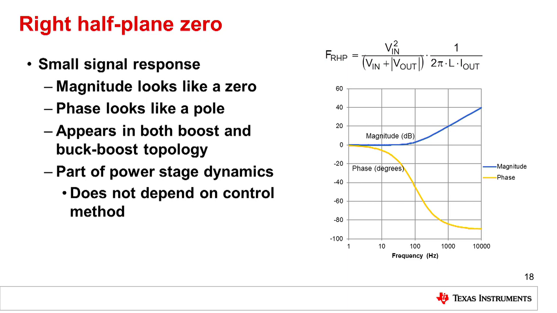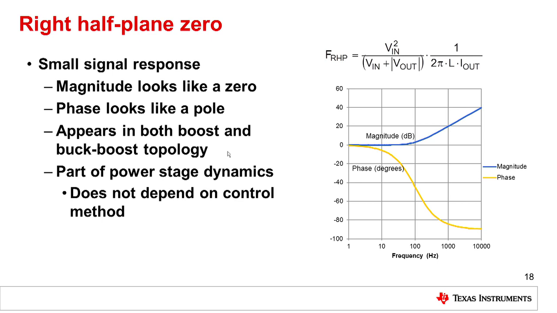The next aspect we'll look at is what's known as a right half plane zero. And this has to do with the small signal response of the control of the regulator. Now a buck regulator does not have a right half plane zero, but a buck boost or a boost, they both do have right half plane zeros in their control loops.